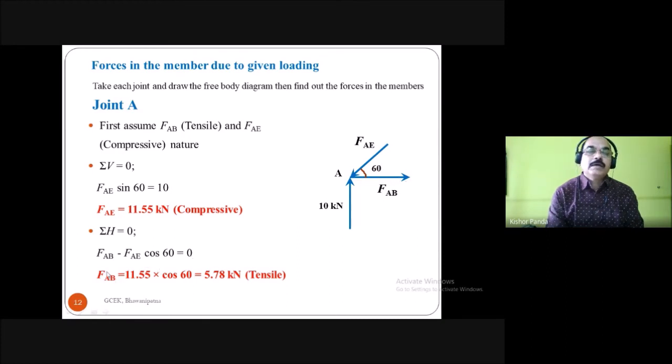Then find out what is the force in the member AB. FAB is equal to 11.55 into cos 60 is equal to 5.78 kilonewton, and here also you got the positive value. So the assumed direction is OK. So FAB is equal to 5.78 kilonewton, and the nature of the force is tensile. So both assumed directions are OK.